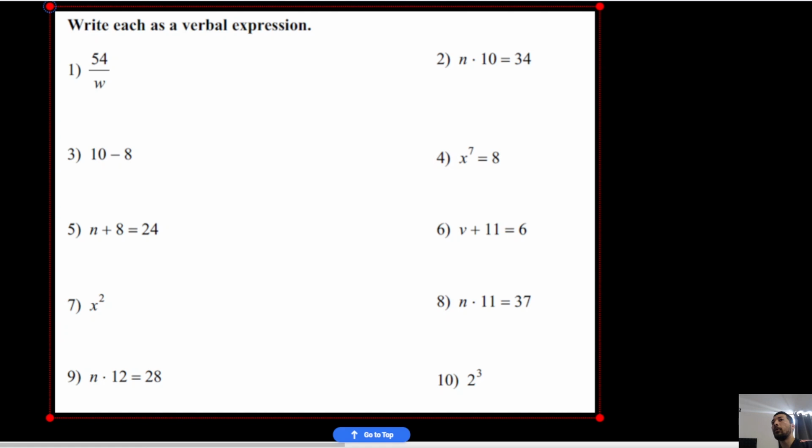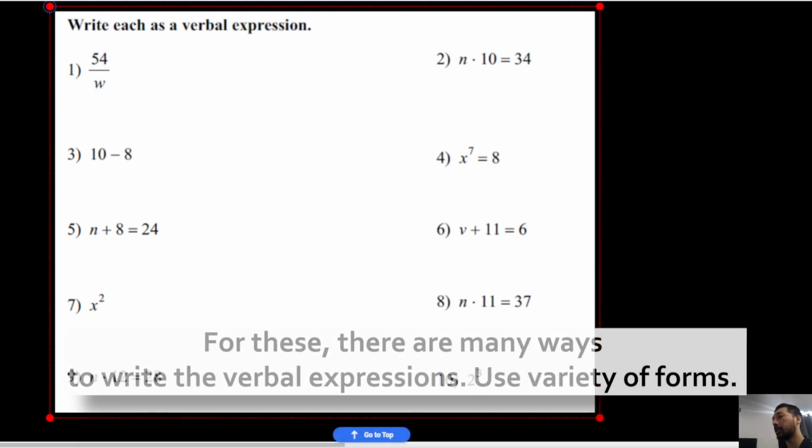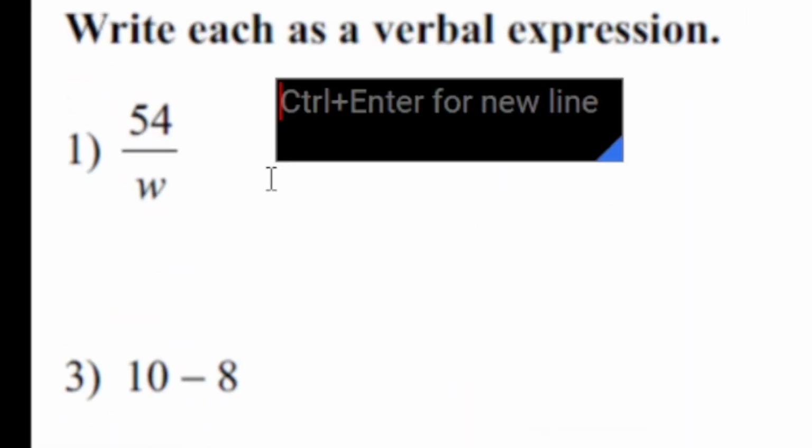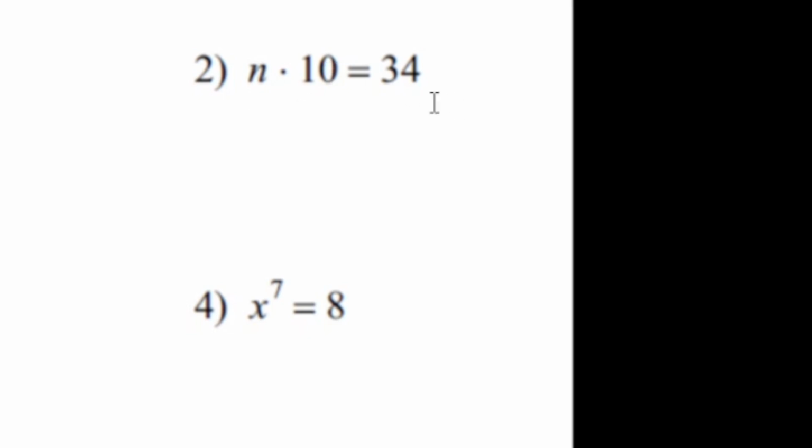Awesome. Okay, now we'll see how to convert the algebraic expression into verbal expression. So this is the opposite of what we just did a while ago. Number 1, we have 54 over w. So we can write this as the quotient of 54 and w. Number 2, we have n times 10 equals 34.